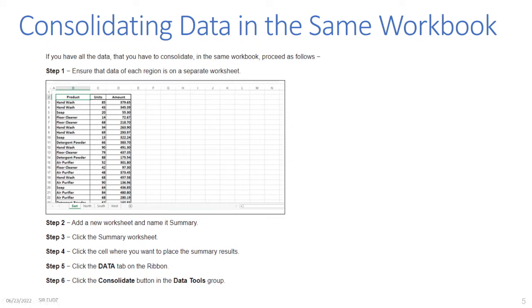Consolidating data in the same workbook. If you have all the data that you have to consolidate in the same workbook, proceed as follows. Ensure that the data for each region is on a separate worksheet. So you notice here we have separate worksheets. Add a new sheet and name it Summary. Click the Summary worksheet. Click the cell where you want to place the summary result. Click the Data tab on the ribbon and click the Consolidate button in the Data Tools group.